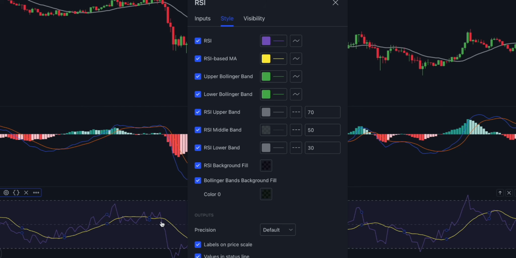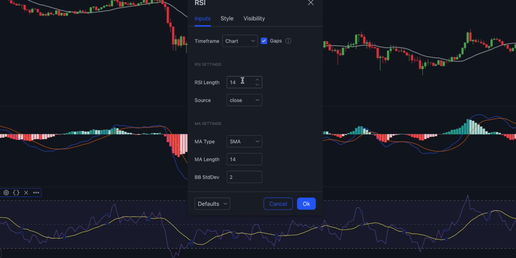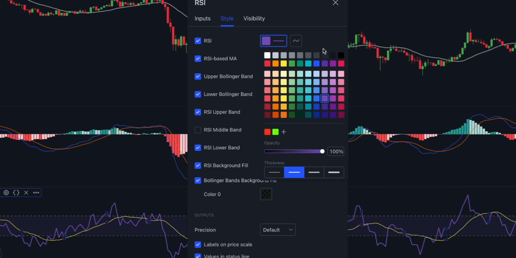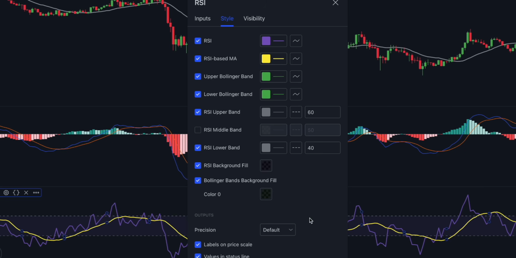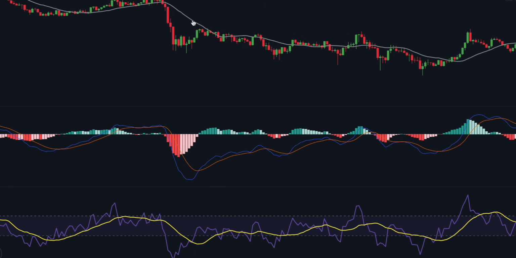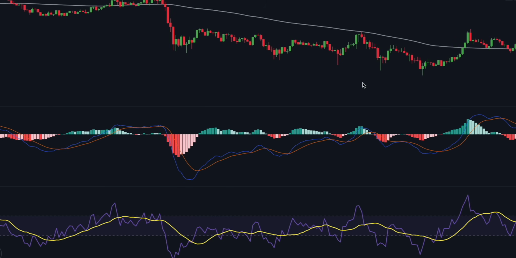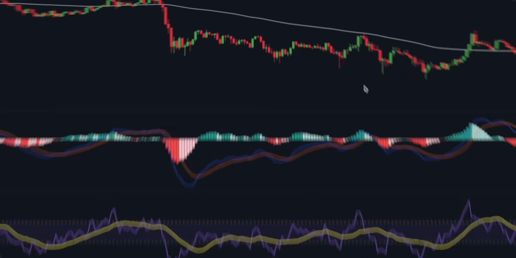In order to fix this, we need to access the settings on RSI and change the length from 14 to 10. We also need to adjust the RSI upper and lower bands to 60 and 40 accordingly. In addition, the moving average length will be changed from 20 to 100. This way we make sure that minor price fluctuations do not affect the longer-term trend. Once the changes have been made, we can start looking for buy and sell signals.